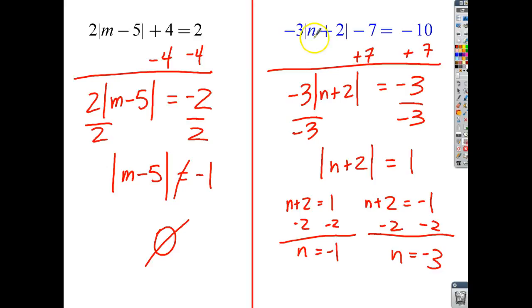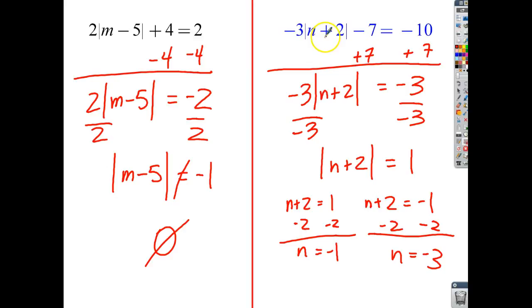So let's try it. Plug in negative 1. Negative 1 plus 2 gives me positive 1. The absolute value of positive 1 is 1. Times negative 3 is negative 3. Negative 3 minus 7 is negative 10. Excellent. Let's try negative 3.